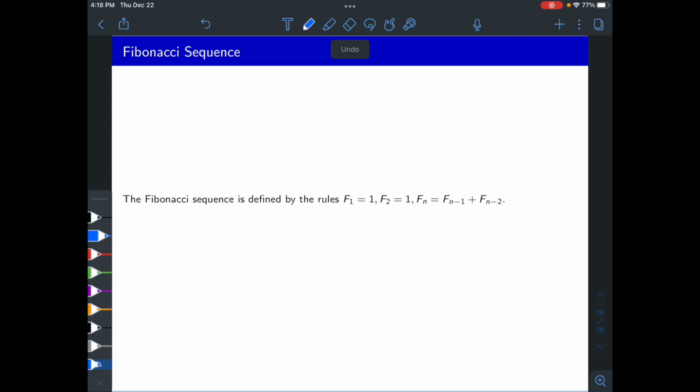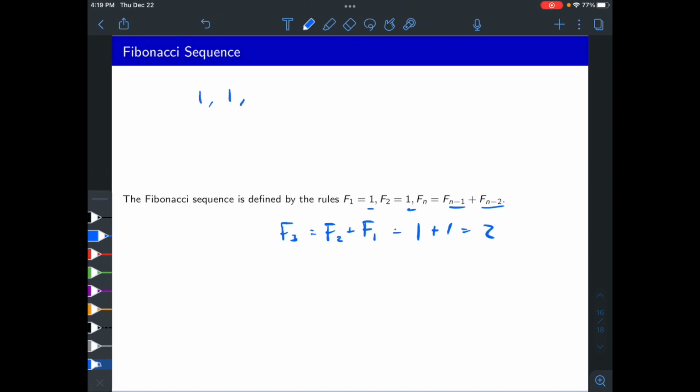What does this mean? Basically, I already know what f sub 1 and f sub 2 are. They're both equal to 1. So what would f sub 3 be? According to this formula, f sub 3 is equal to f sub 3 minus 1, 3 minus 1 is 2, plus f sub 3 minus 2. What's 3 minus 2? That's equal to 1. So this is equal to f sub 2 plus f sub 1. So really this is saying that f sub 3 is going to be the sum of the two terms that came before it, f2 plus f1. Those in this case are both 1, so f sub 3 is equal to 2.